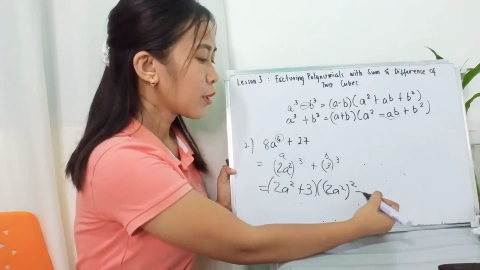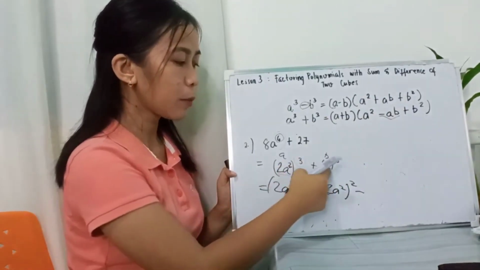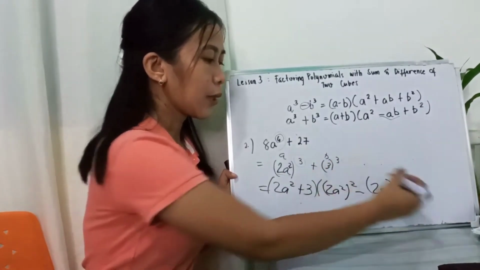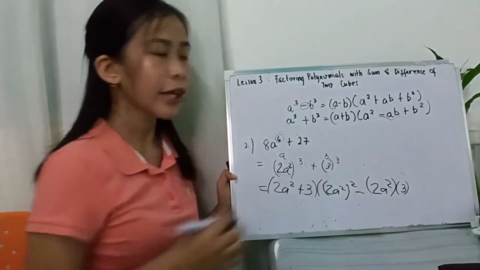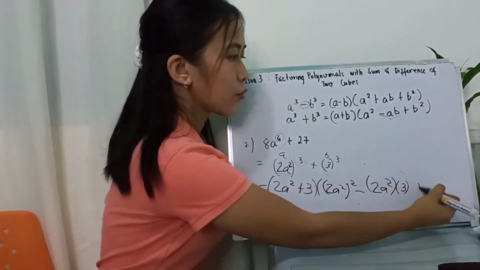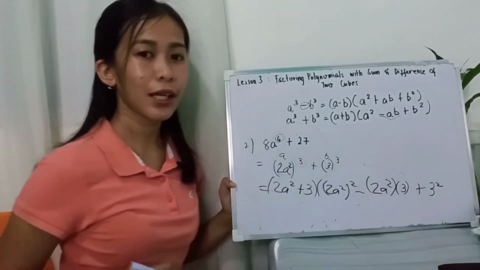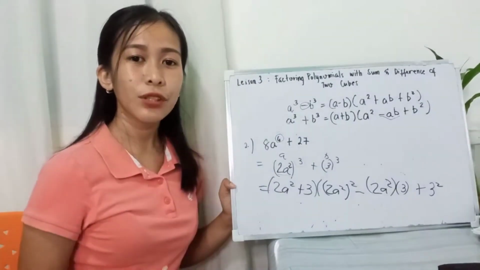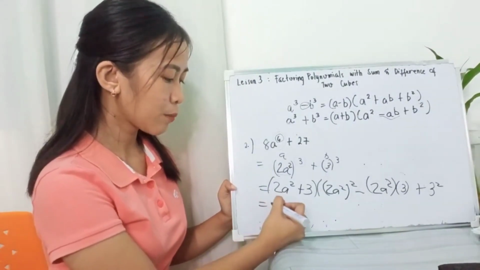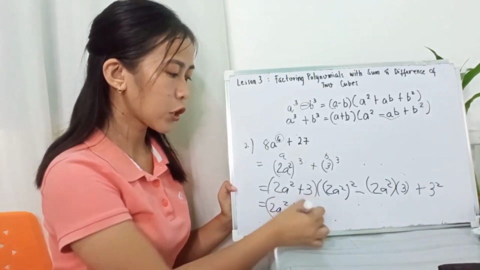Okay? So, we have minus. Ayan. A times B. Multiply A to B. So, we have 2A squared times 3. Yan. And then, for the last term, we have B squared. Ang ating B ay 3. So, we have addition kasi plus yan. 3 squared or 3 raised to 2. And then what you are going to do is to just simplify. Okay? So, itong 2A squared plus 3, okay na yan. Hindi na natin yan isi-simplify. Ito yung ating first factor.